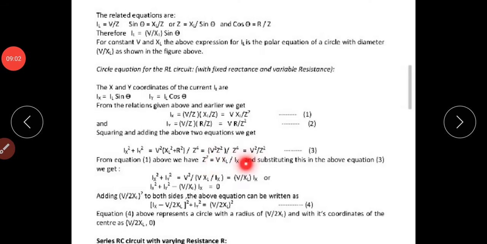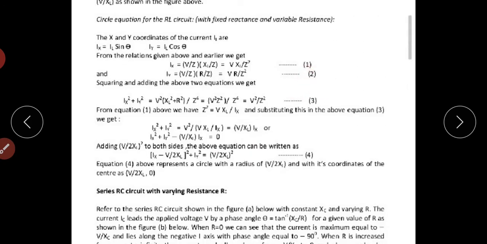Next, substitute this in equation number 3. So we get Ix square plus Iy square equals V square by Z square, which equals V into Ix by XL. Here V cancels, so Ix square plus Iy square minus V by XL into Ix equals 0. Now we add V by 2XL whole square on both sides of this equation.